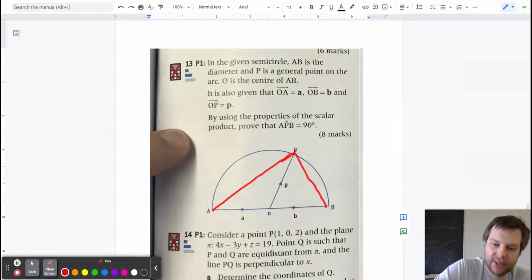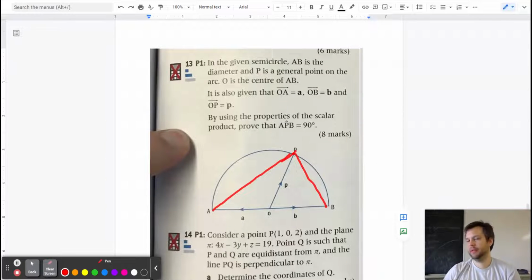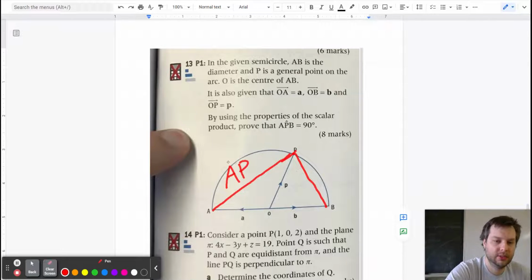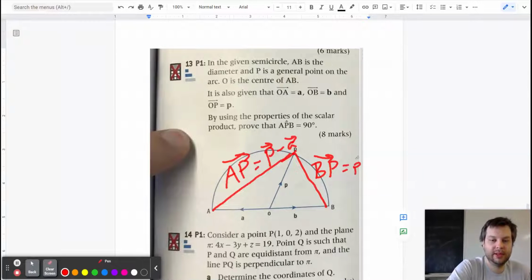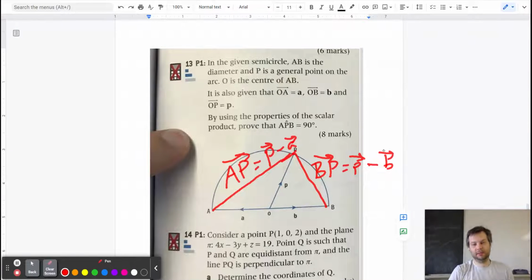answer of 0. And so let's just define our two different vectors as we go through this and work out what the dot product is going to pop out to be. And so when I look at vector AP here, going from A to P, vector AP is going to be just vector P minus vector A. And similarly, vector BP is just equal to vector P minus vector B.